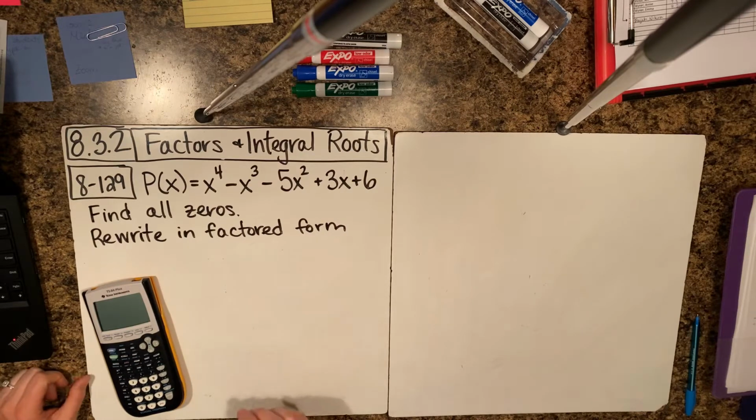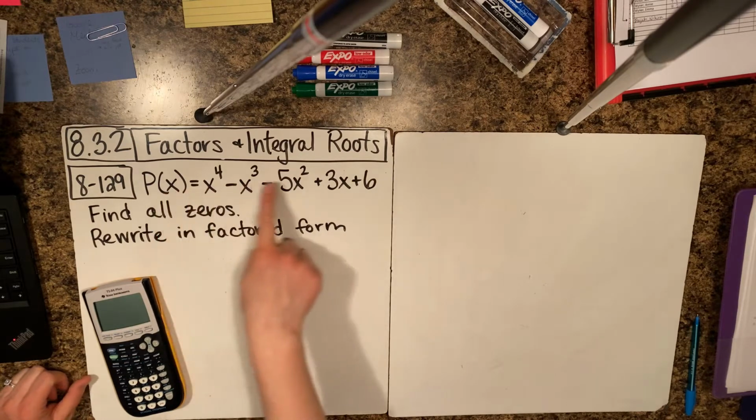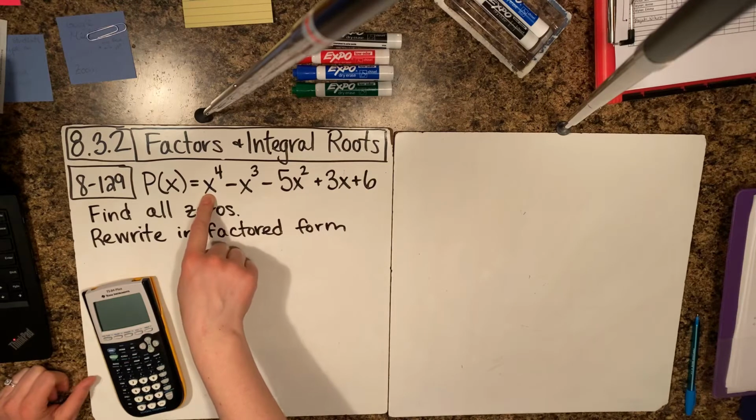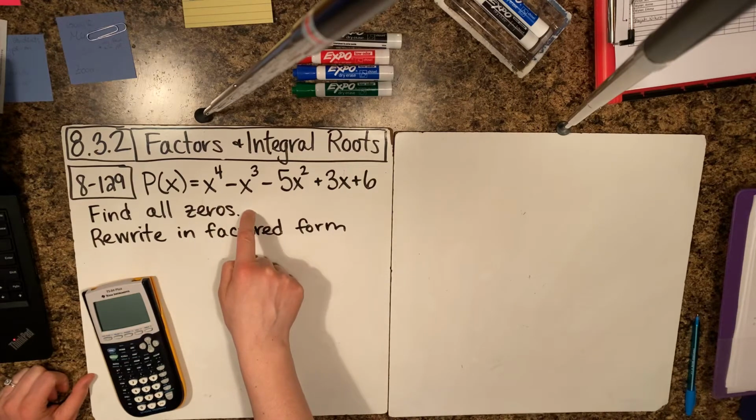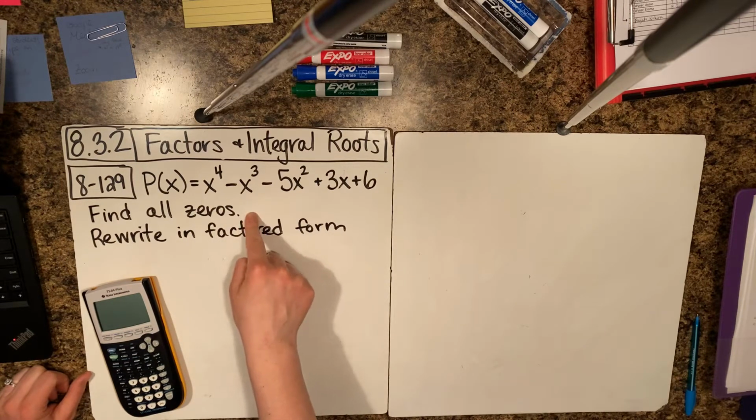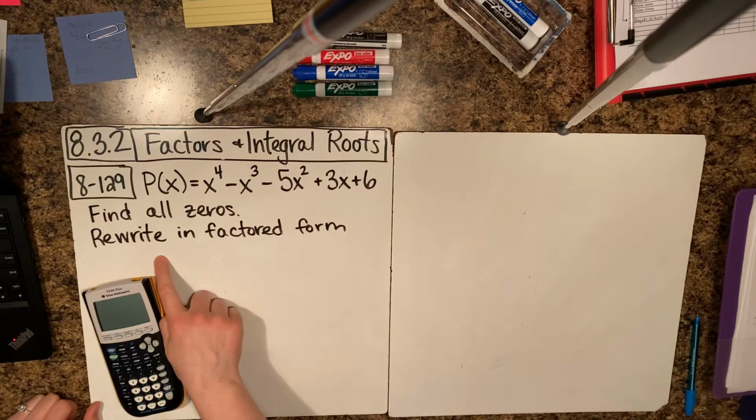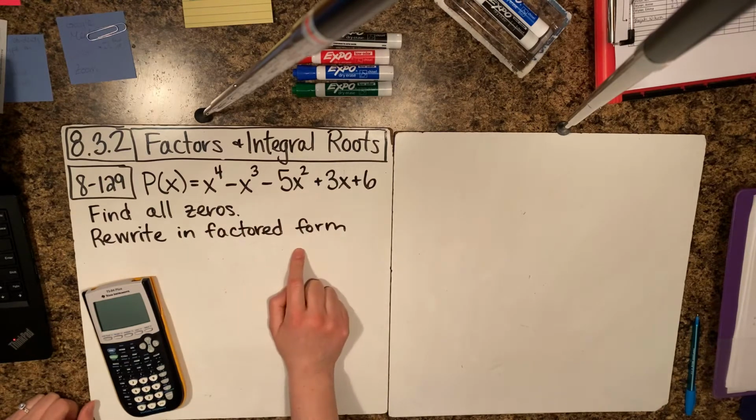So our job today is to take this 4th degree polynomial, and we're going to find all of the zeros. We're going to find them exactly, not just approximately. And we're going to rewrite this equation in factored form.